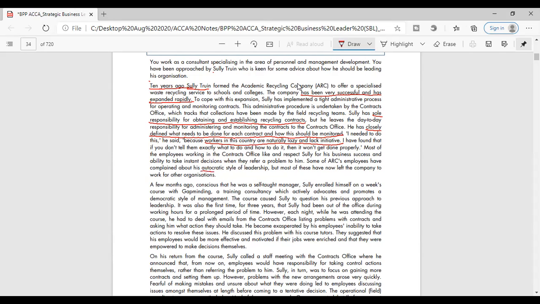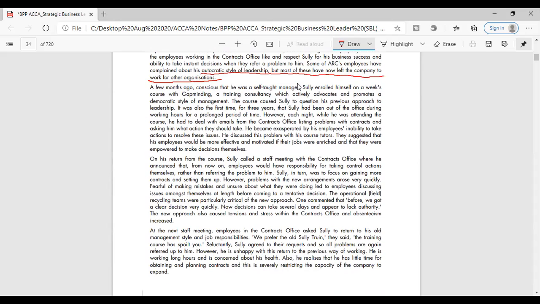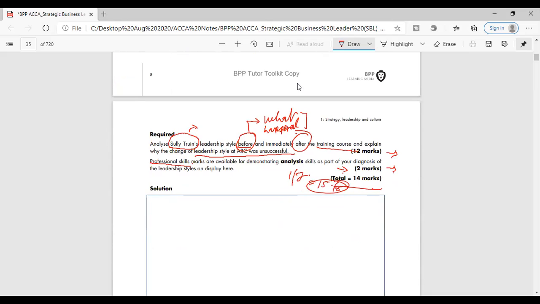Some of the employees have complained about his autocratic style of leadership. And most of those who believe he is autocratic have already left the organization. So did you get the idea? How was he before the course? Pre-course behavior? And can you relate this to what we discussed before?